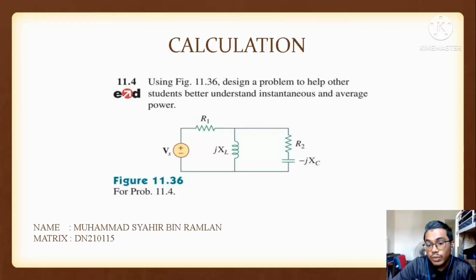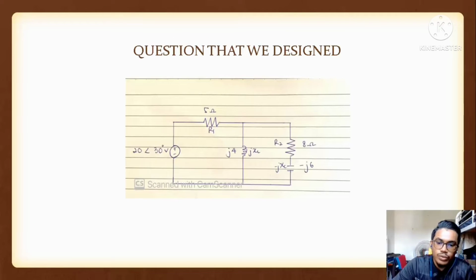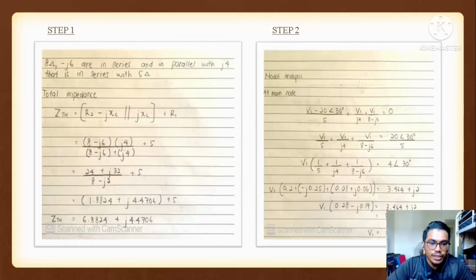We go to the question that we designed first. This is our question, with the value of every component here. We go to step 1 first. This is the value and position that we designed. For the first part, we calculate the total impedance. This is our ZTH formula that we get from the position and the value. We get the answer for ZTH: 6.8824 plus j4.4700.